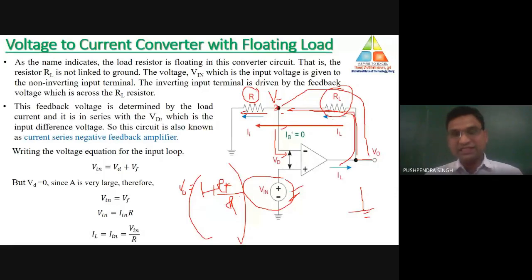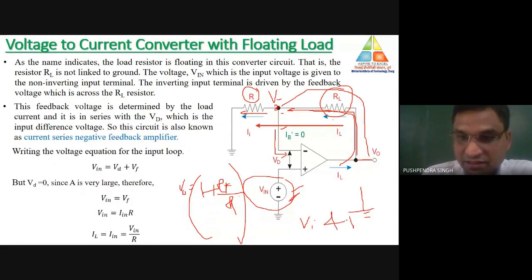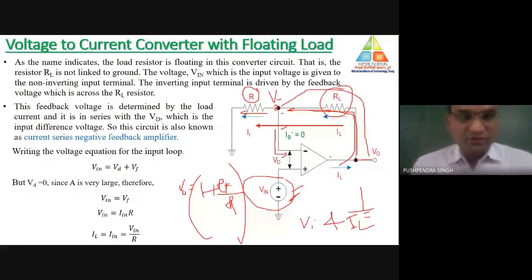So let's see what is the relationship in between voltage and current. Why? Because it's a voltage to current converter. That means the relationship in between input voltage and load current. So our relationship should be in the form of V in and IL. So we need to generate the relationship in between V in and IL. So for that, we are applying one voltage equation at the input load.